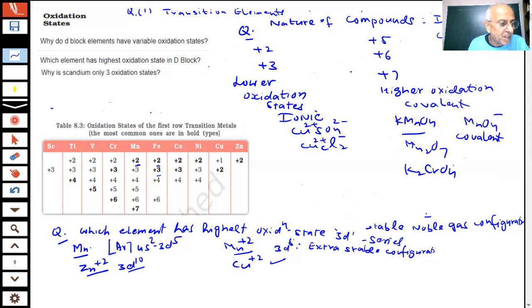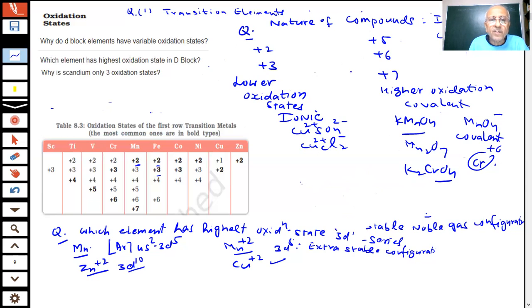Similarly, K2CrO4, chromate ion. When I write chromium, what is the oxidation state of chromium here in K2CrO4? Plus 6. And we will see the structure of these ions also, because we have in our course potassium permanganate and potassium dichromate.